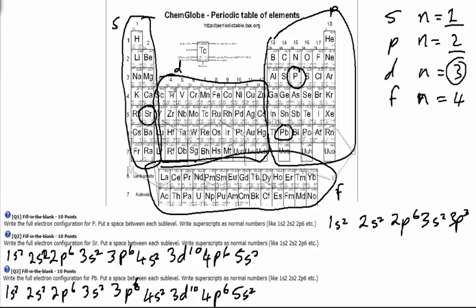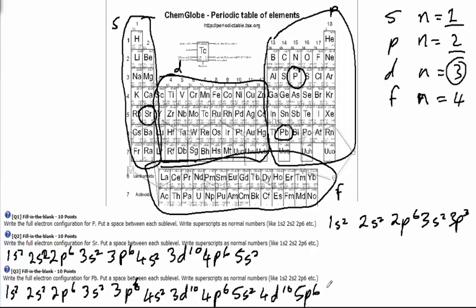Now we're going to go down here. Now this is the 3D row, so this will be the 4D row. So that'll be 4D10. That'll take us all the way over to cadmium. This will be the 5P row. 2, 3, 4, 5. Yes, the 5P row. 5P6. And that takes us all the way over to xenon. Then we go down here.